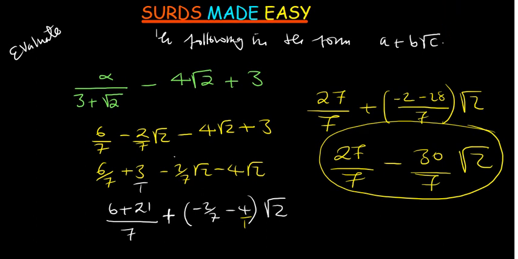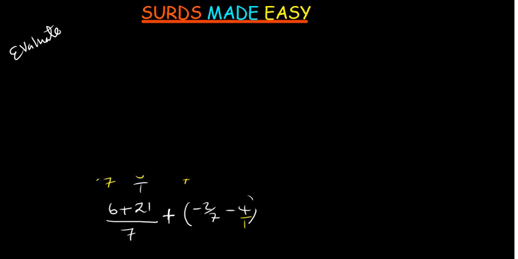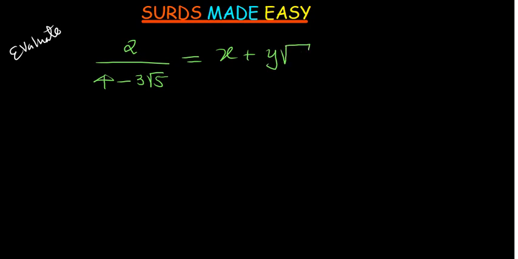Okay, the last question now, which is an equation involving surds. Find the value of x and y. Very simple question. So we have got 2 divided by 4 minus 3 root 5 is equal to x plus y root 5. The question is find the value of x and y.